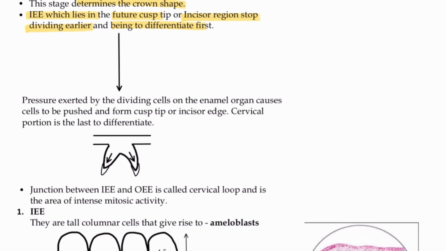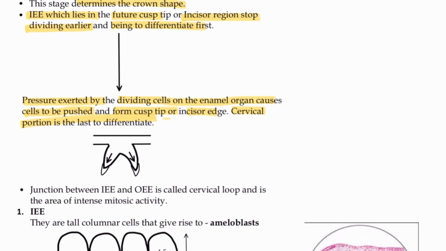Pressure exerted by the dividing cells on the enamel organ causes cells to be pushed out and form a cusp tip or incisor edge. The cervical portion is last to differentiate. Cervical portion is basically, in the clinical crown that we see, the last end portion near the gingiva. That's the cervical portion, and it's the last to differentiate. First cells to differentiate is basically the cusp tip of the incisor region.